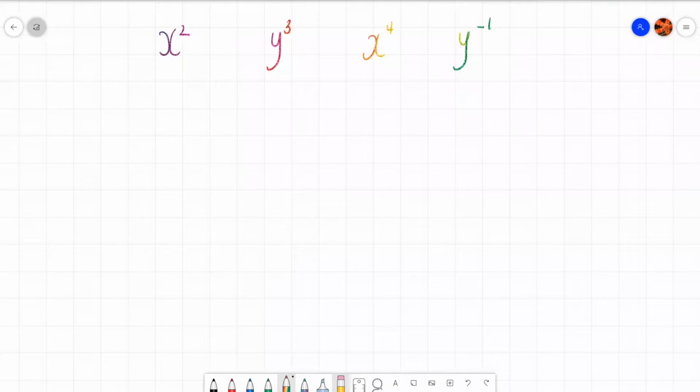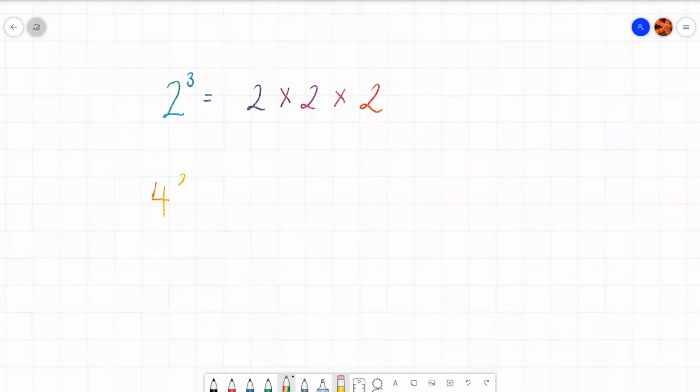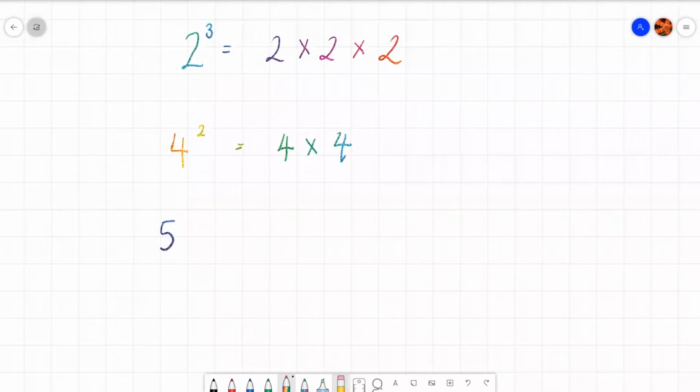So let's have a look at 2 cubed. 2 cubed is when you times a number by itself 3 times. So it's going to be 2 times 2 times 2. And we can write it in short as 2 cubed. For example, 4 squared could be 4 times 4, because squared means you times it by itself twice. So whatever the number is at the top, the little power, that's telling you how many times you're going to multiply your number by itself. You might have even 5, I don't know, the power of 4. So that means you're getting the number 5 and you're timesing it by itself 4 times. 5 times 5 times 5 times 5.